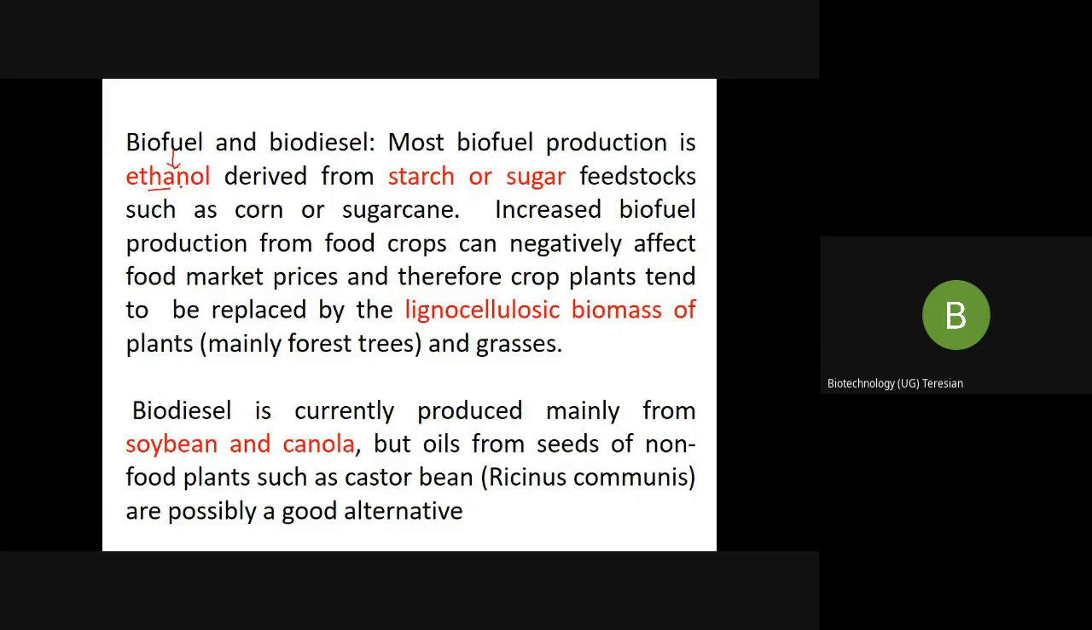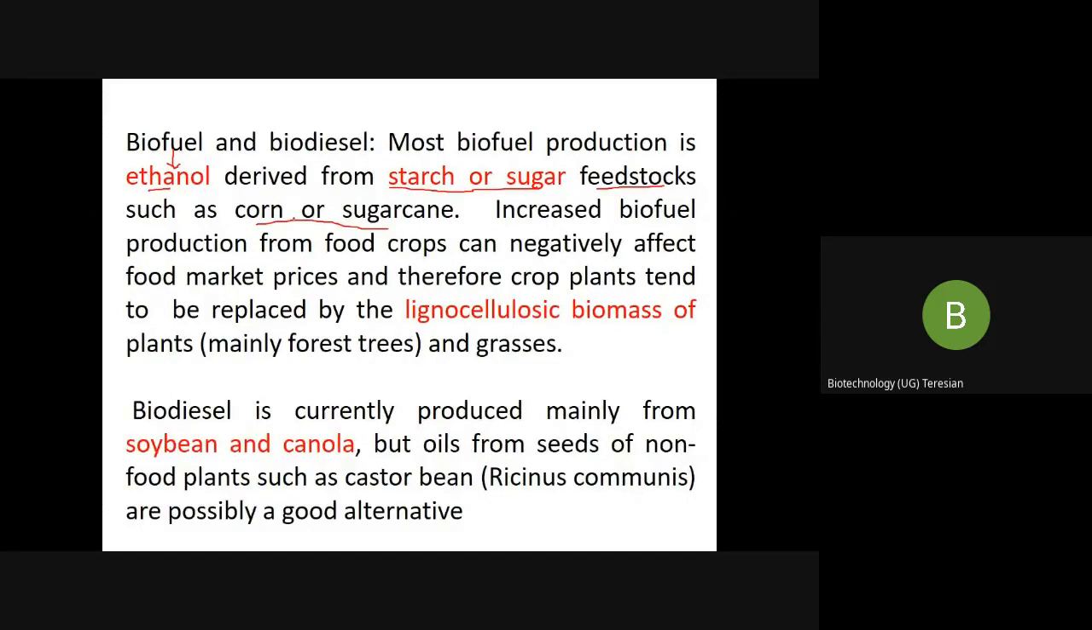From where are you producing this ethanol? I'm producing it from the starch or the sugar. Where did you get the starch or the sugar? I got it from the feedstock. Which is that feedstock? It is my corn or the sugarcane. So using the corn and sugarcane, I'm extracting that starch or sugar from it and producing the ethanol, and I'm calling it a biofuel because it is naturally produced.